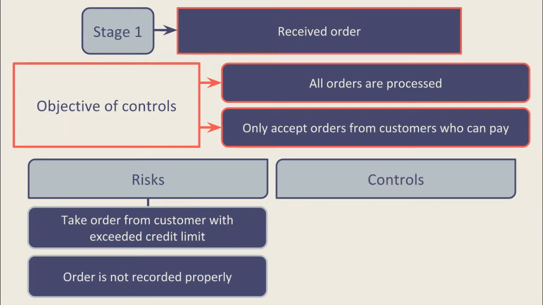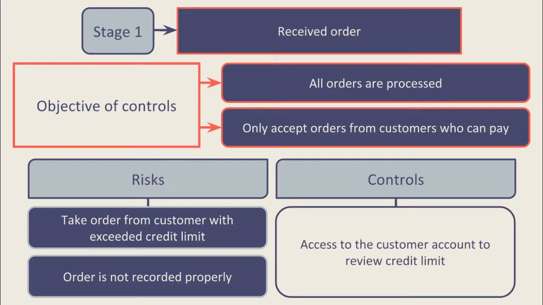Controls to be put in place could be access to the customer account where the credit limit can be reviewed when the order is taken.